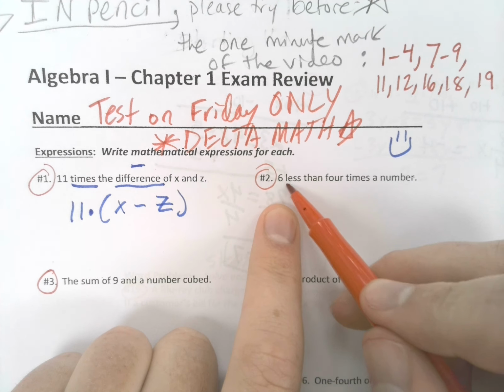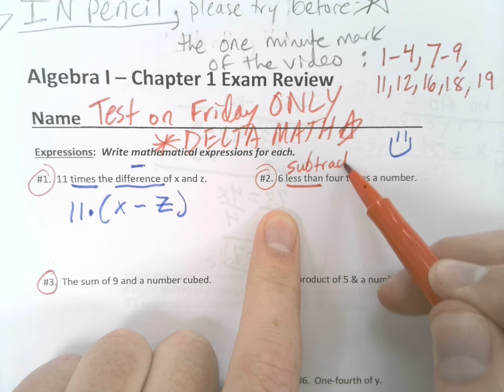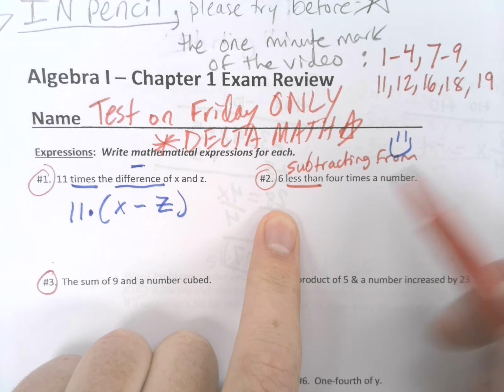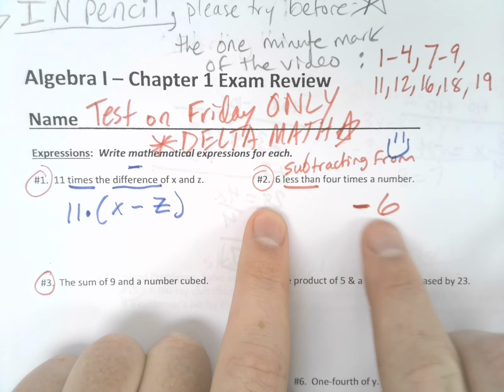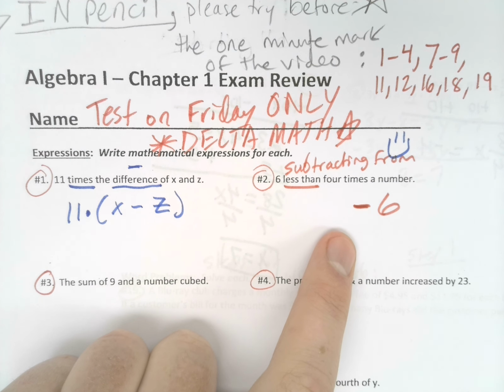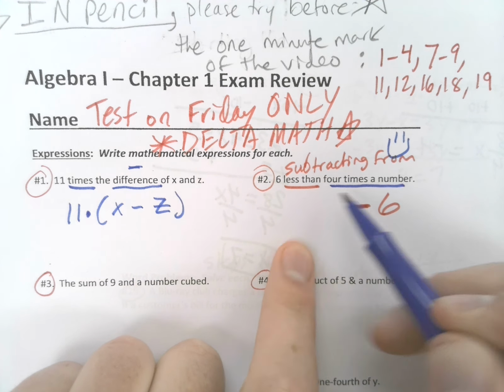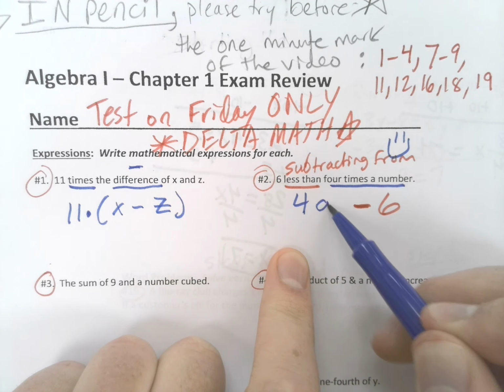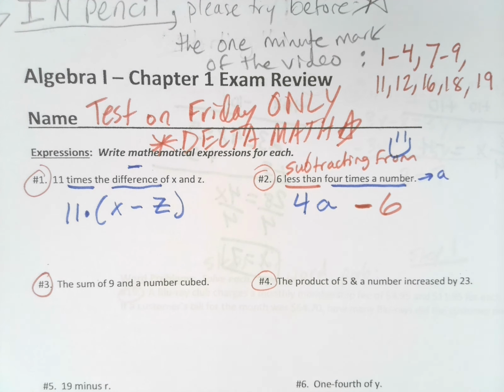6 less than. Now that means we are subtracting from, be careful. That means that's going to be after something. We're subtracting something from 6 or by 6. What are we subtracting? 4 times a number. So 4 times a. I'm going to call that number a because we don't know what it is.